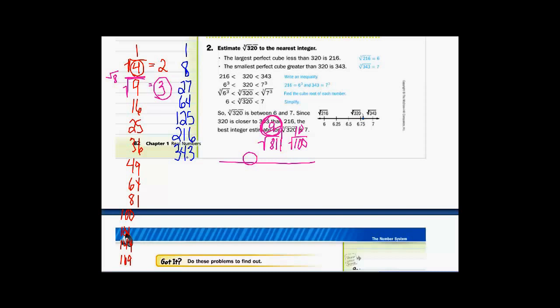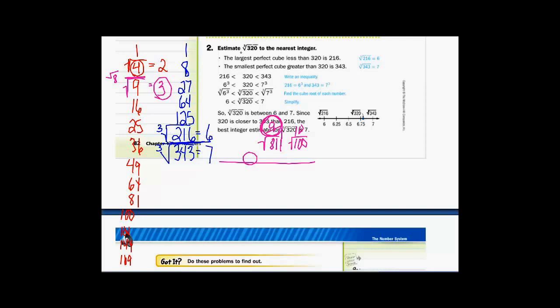So if I want to know the cubed root of 320, it is going to fall in between these two right here. So the cubed root of 216 was 6. Cubed root of 343 was 7, because 6 times 6 times 6 will give you 216. So the cubed root of that is 6.